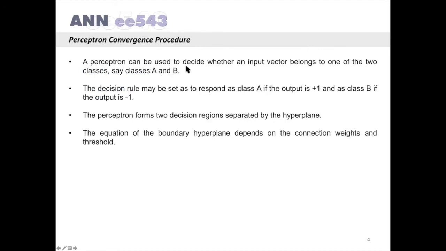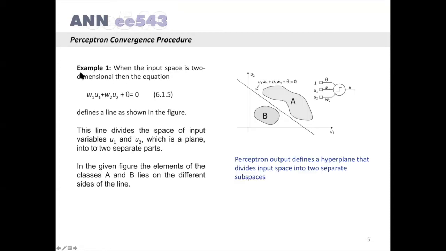A perceptron can be used to decide whether an input vector belongs to one of two classes, say classes A and B. The decision rule may be set to respond as class A if the output is +1 and as class B if the output is -1. The perceptron forms two decision regions separated by the hyperplane. The equation of the boundary hyperplane depends on the connection weights and threshold. Example 1. When the input space is two-dimensional, the equation w1u1 plus w2u2 plus theta equal to 0 defines a line as shown in the figure.